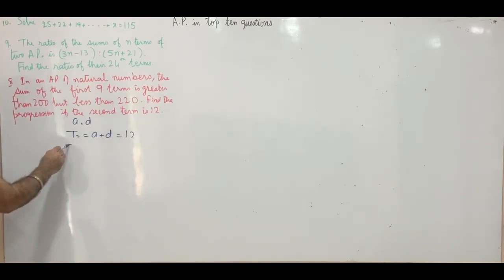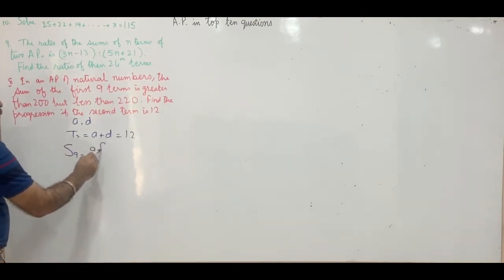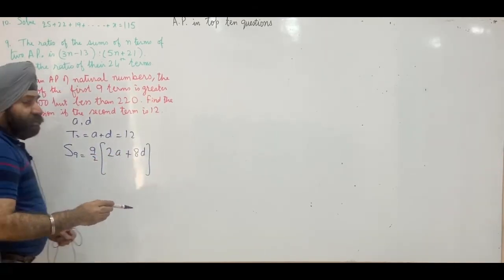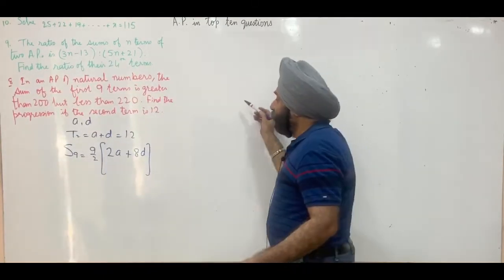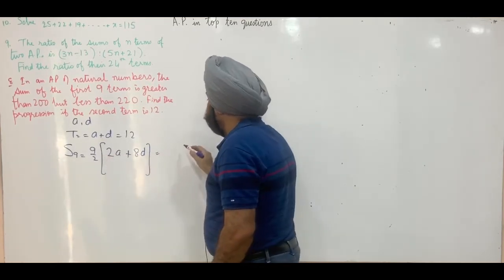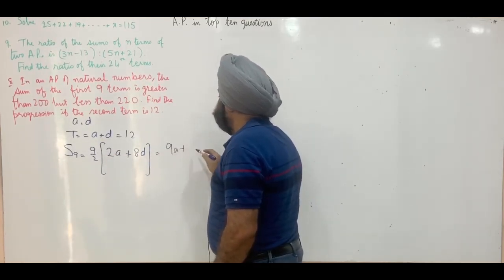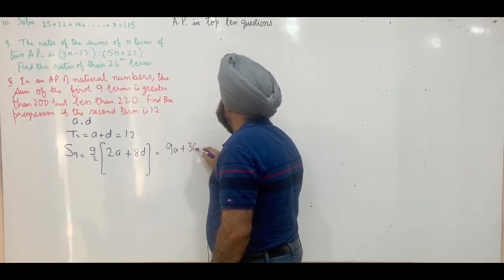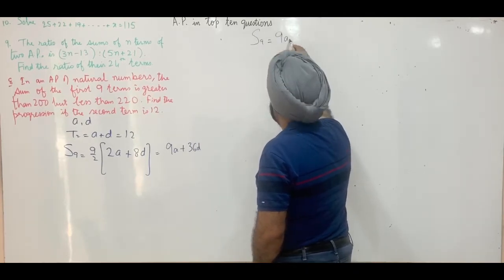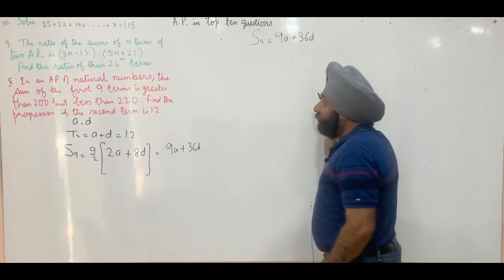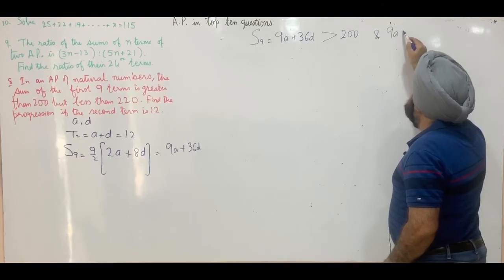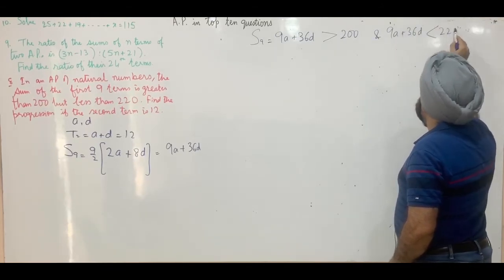The sum of the first 9 terms is equal to 9 by 2 into (2A plus 8D). This can be simplified: 9 by 2 into 2A is 9A, and this will be 36D. So the sum of 9 terms is 9A plus 36D. We are given this is greater than 200, but 9A plus 36D is less than 220.